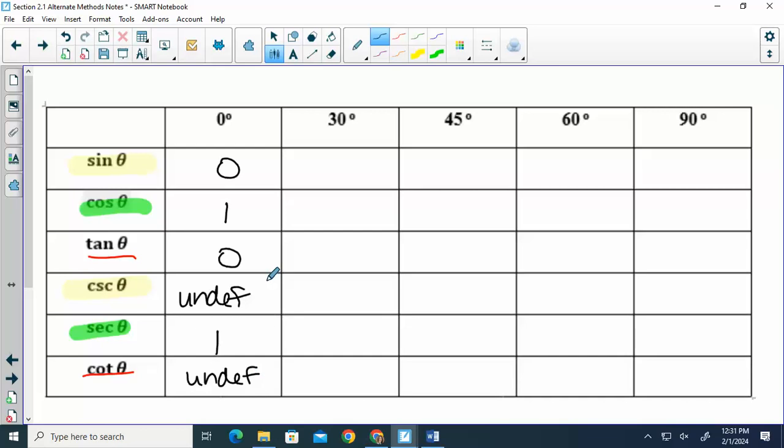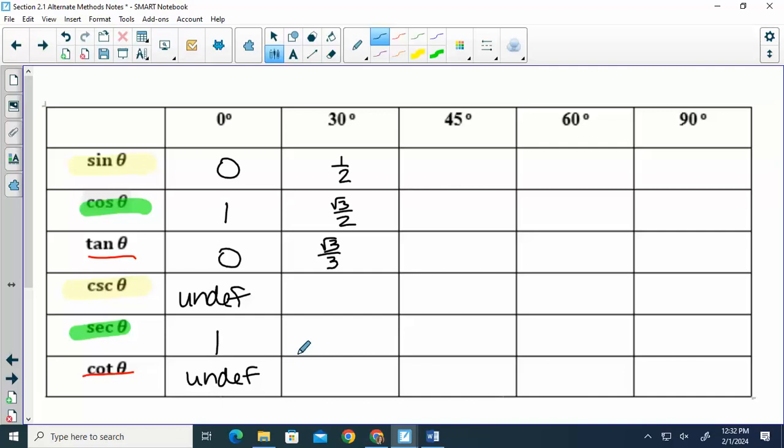Okay, so now let's look at our 30. If you fold in your 30 finger, sine, the square root of the top divided by 2 would be 1/2. Cosine, the square root of the bottom over 2, is radical 3 over 2. Tangent, square root of the top over square root of the bottom. So radical 1 over radical 3, which would simplify to radical 3 over 3. All right, is everyone understanding how I got those?